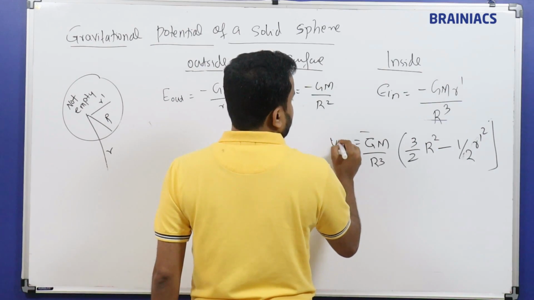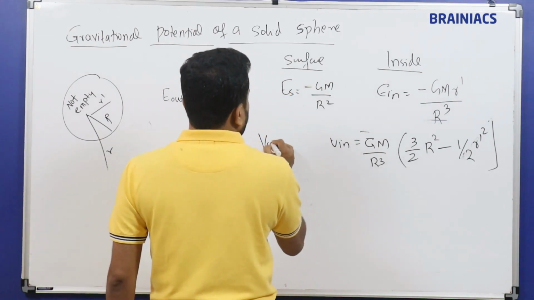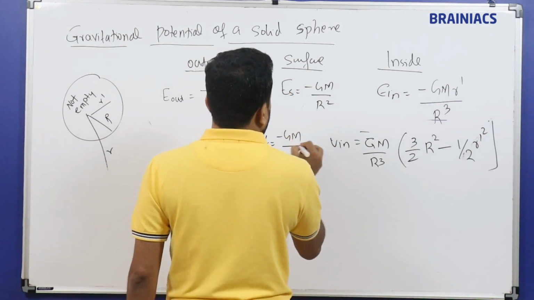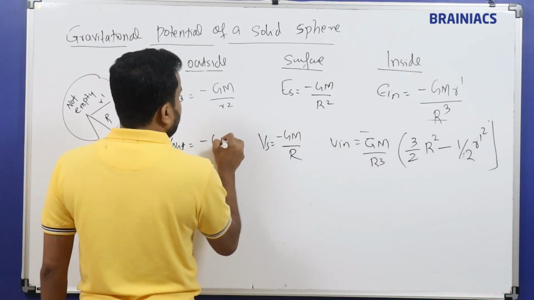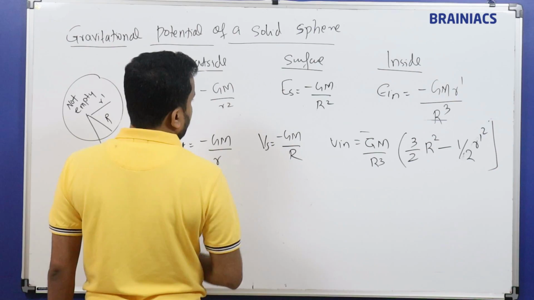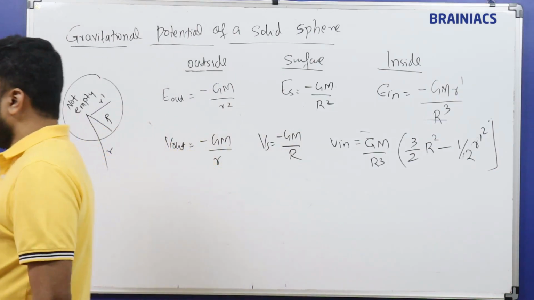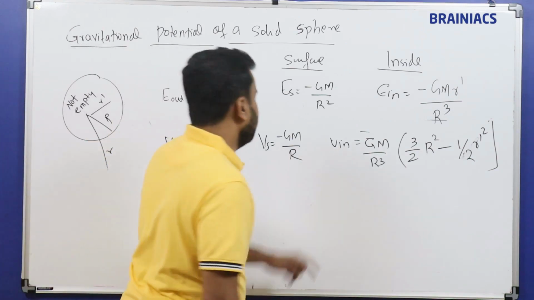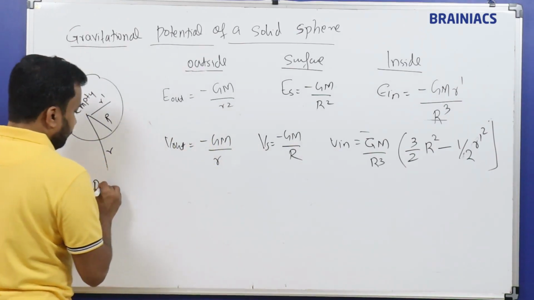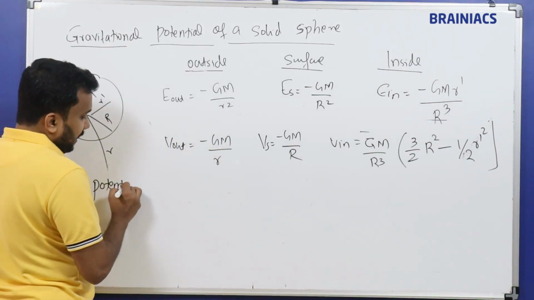Now I am representing the potential inside, and the potential at the surface is minus GM by R, and the potential at outside will be equal to minus GM divided by small r. So all these things we got. So we are writing the potential inside. Next, one more additional point: potential at the center.